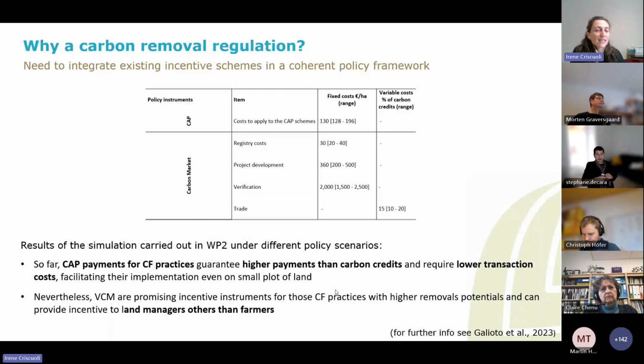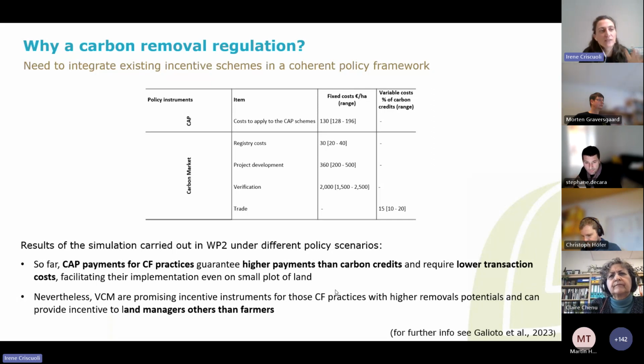It is interesting to notice that at the moment it seems more interesting for a farmer to go for the CAP payments because they are higher compared to the carbon credits value, and the farmers have to face lower costs, especially the so-called transaction costs, so the overall bureaucracy, let's say, to access these voluntary carbon markets.